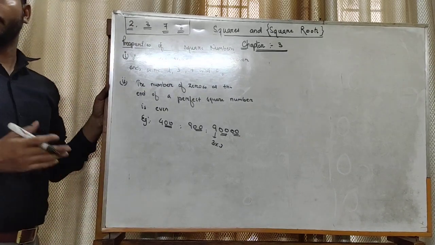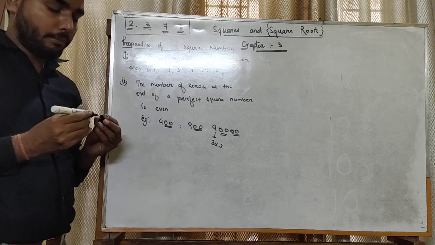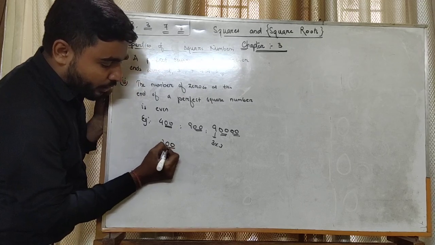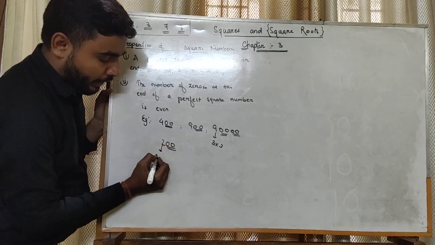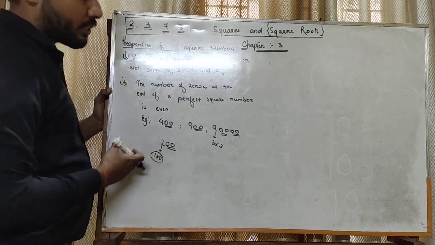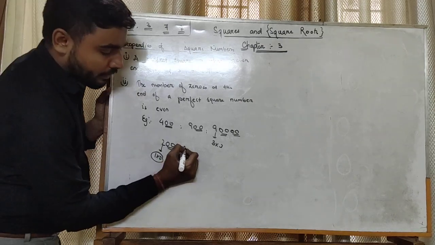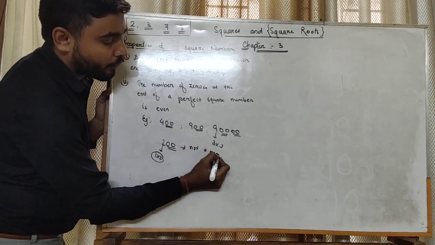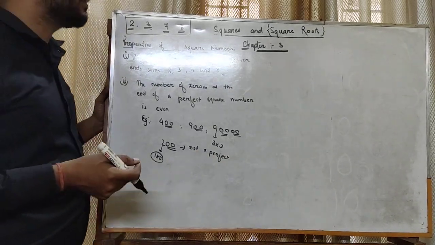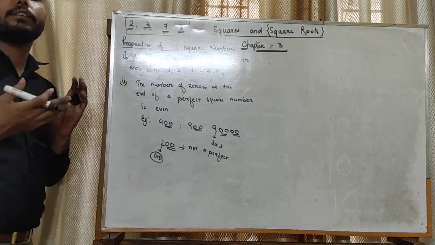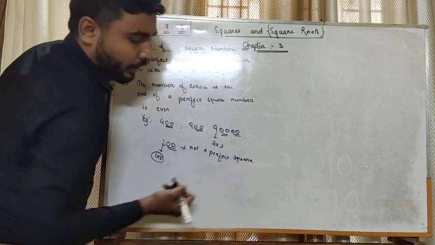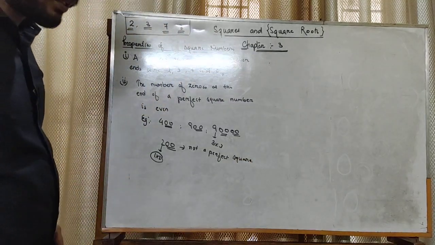So if a number ends with an even number of zeros, it can be a perfect square number. It's not necessary that it should be a perfect square number, because 200 ends with an even number of zeros, but here the 2 can be factored as 2 into 1. The factors of 2 don't form a pair, so it is not a perfect square number. So we are very clear that a perfect square number must end with an even number of zeros, but not all numbers ending with an even number of zeros are perfect squares. I think it's clear to you. Let's move to the next property.